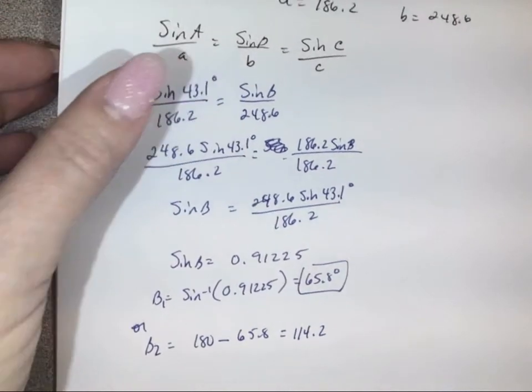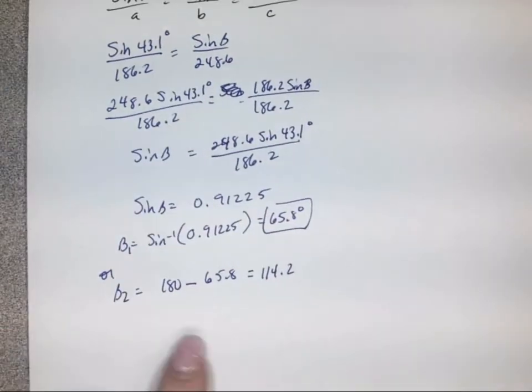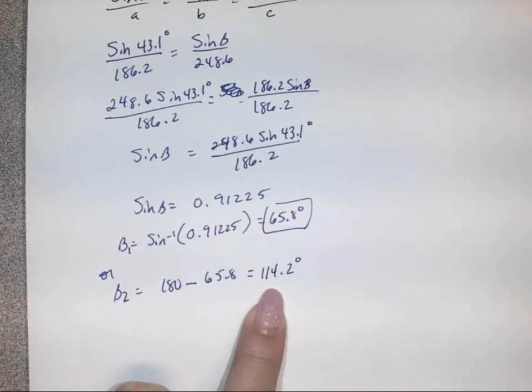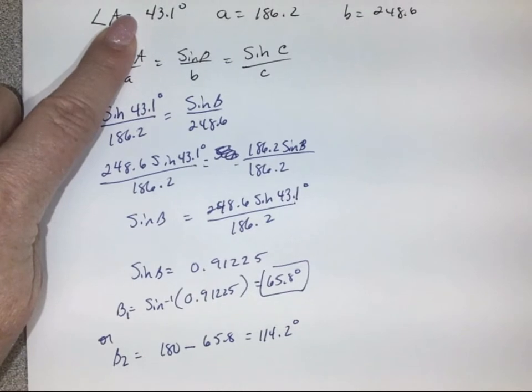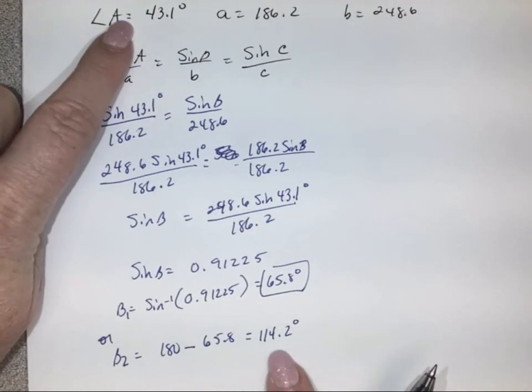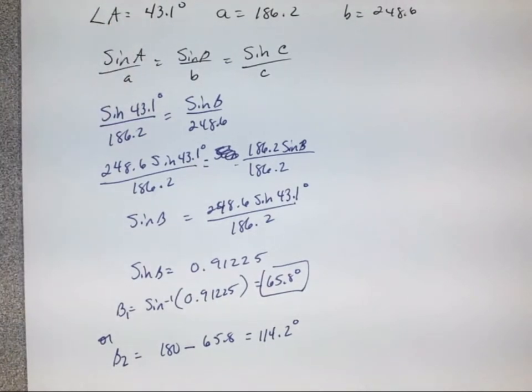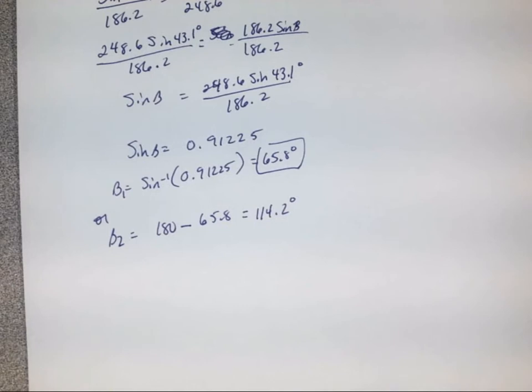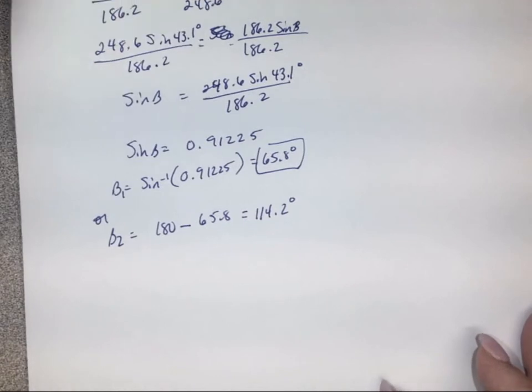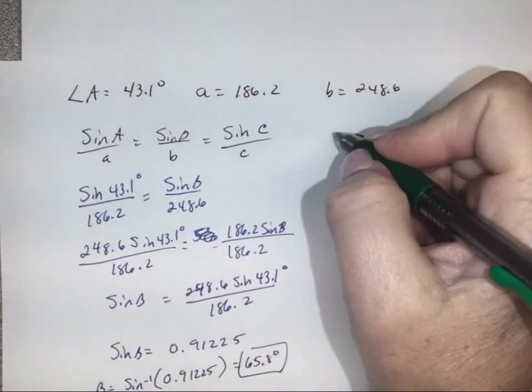Now, we know this can work because, so this is our angle B2, and angle B2, if we add our angle A that we had of 43.1, we're still less than 180, so we'd be okay. So let's go solve for one of the triangles, and then we'll finish solving for the other. In most cases, you won't have an ambiguous case, so don't stress about it. You'll be all right.